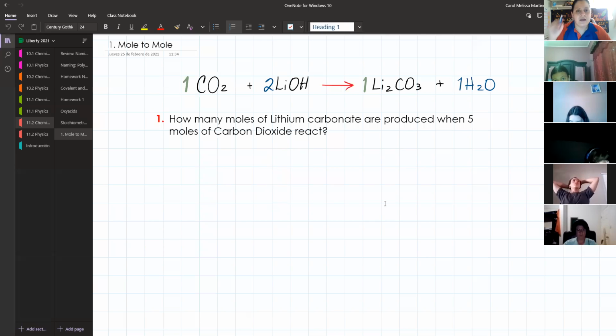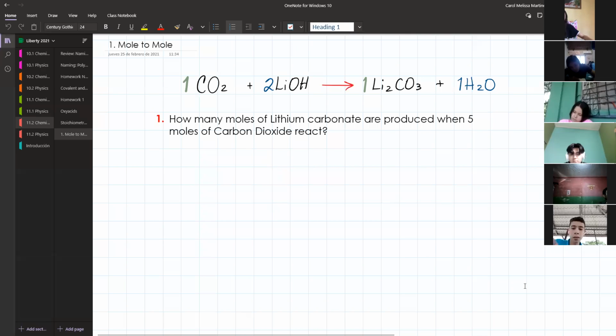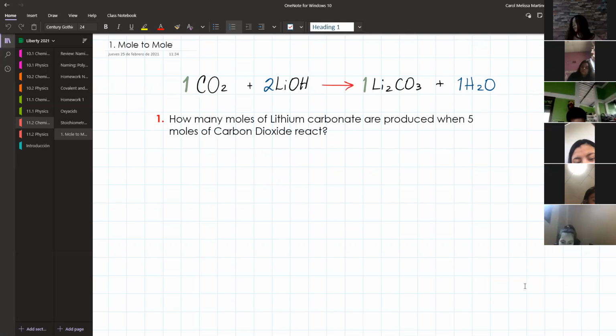Now take a look. I'm giving you an equation that is already balanced. Remember that for every problem, the first thing you have to do is check that it is balanced, okay? That's the first thing you have to do. If the equation is not balanced, you have to do the balancing process. Now, for the first exercise, I have a question. How many moles of lithium carbonate are produced when 5 moles of carbon dioxide react?